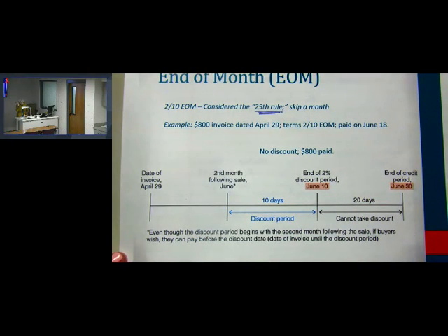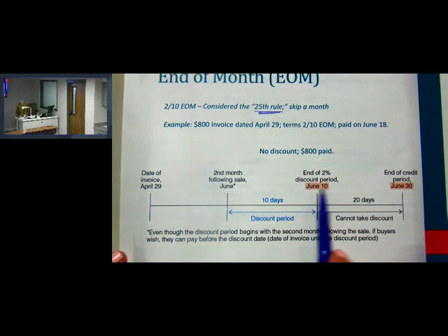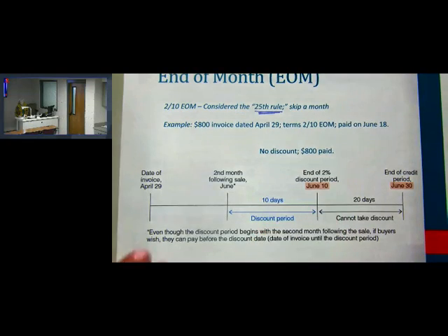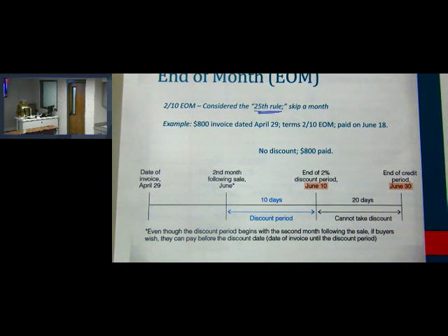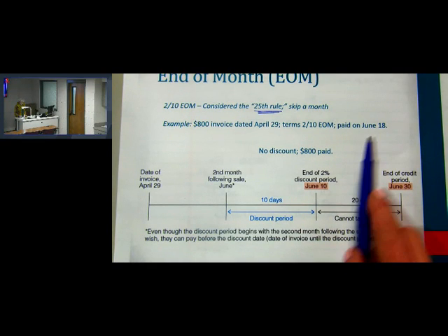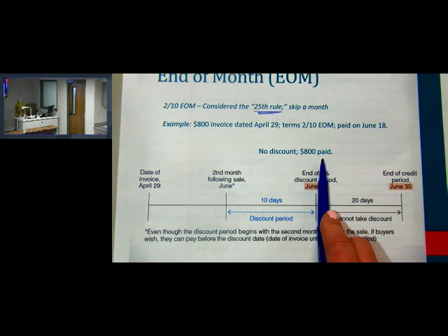So on this one here, my discount period goes from April 29th all the way to June 10th. And then again, add 20 more days to the discount period. That puts me up to the end of the credit period, which is June 30th. So watch out for, again, the EOMs always look for the invoice date, all right? Again, on this one here, they paid the bill June 18th. The discount period ended June 10th, so no discount was applied.